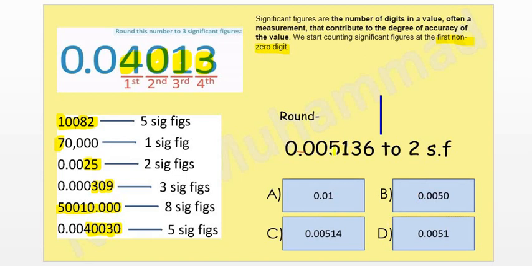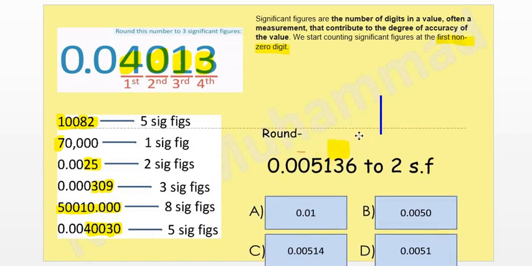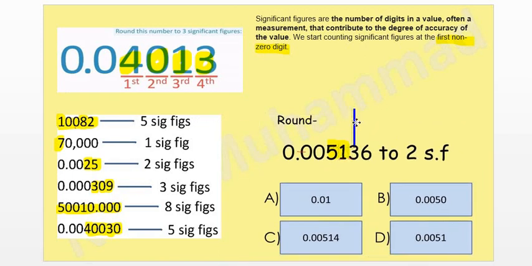Now let's consider this example. They are saying round this number to 2 significant figures. So from where do I start counting the significant figures? From the first non-zero digit. So this is the first significant figure, and this is the second significant figure. Then I will draw a line after the second significant figure, and I will look at the next digit. Now what does the next digit say?